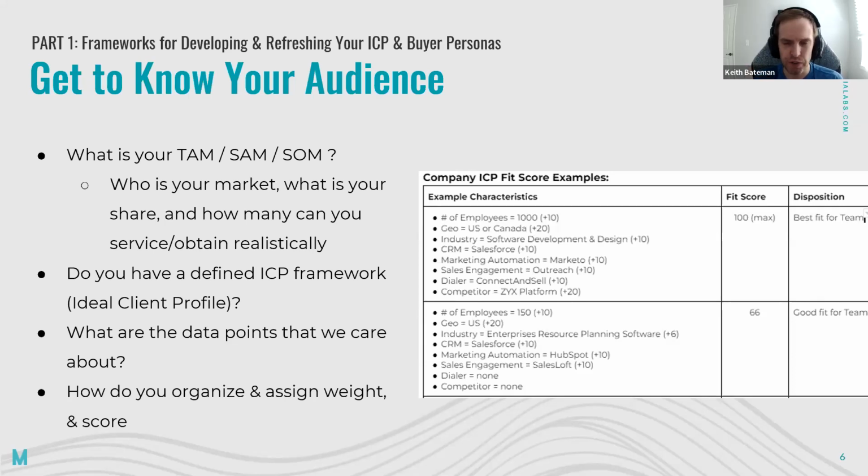We want to be reviewing what our ICP framework is made up of, and that involves both firmographic data and technographic data. So what is the number of employees that we're looking to target? What are the geographic locations that we can service? What are the industries that we want to target? What is the technology of our ideal customers? What do they integrate with?